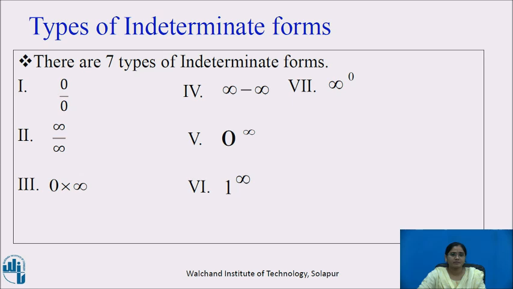There are 7 types of indeterminate forms. Let us see. The first form is 0 by 0. Second form is infinity by infinity. Third form is 0 into infinity. Fifth one is infinity minus infinity. Sixth type is 1 to the power infinity. Seventh one is infinity to the power 0. These all are some indeterminate forms. Now, in this particular class, we are going to learn how to evaluate the indeterminate forms and find the limits.